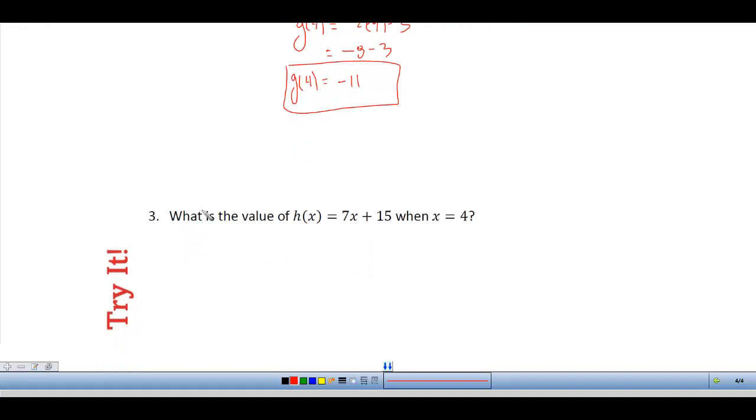Give number 3 a try, pause the video, and then check to see how you did. h of x is equal to 7x plus 15. Evaluate when x is 4. So h of 4. 7 times 4 is 28. So h of 4 evaluates to 28 plus 15. It's going to be 43.